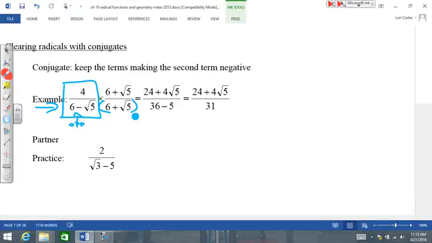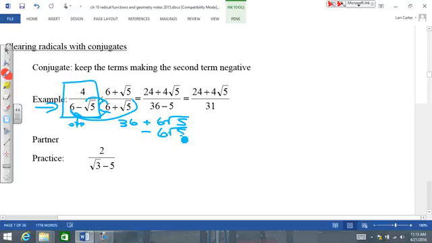Now we're going to multiply. I took a shortcut here. 6 times 6 is 36. Then I take 6 times the square root of 5, so that's plus 6 square roots of 5. Oh, it's plus? Well, that's a positive and a positive. Now we take the negative square root of 5 times 6, which is what? Negative 6 square roots of 5.